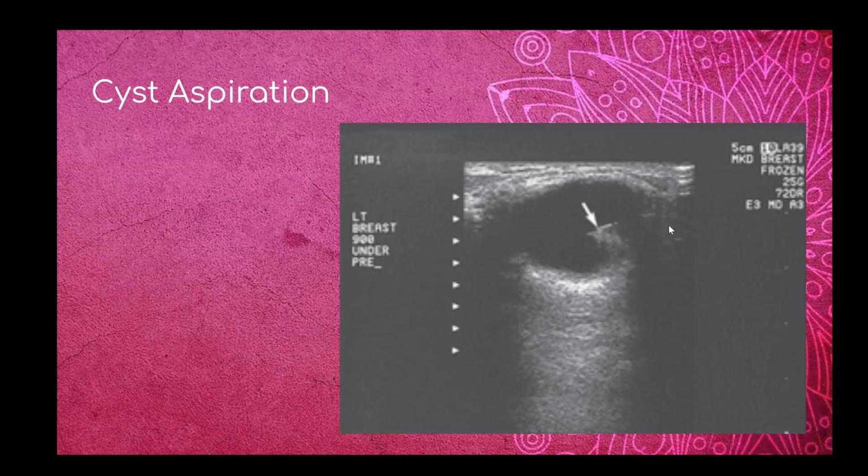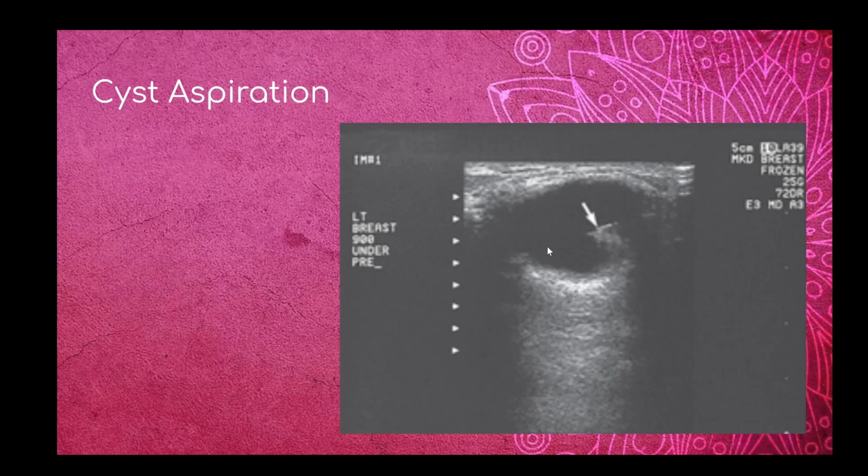Some other things that we can do with ultrasound, as we mentioned at the top, was to guide procedures. So here we have a cyst aspiration. This is a cyst found within the breast tissue. A needle has been inserted. We can see the needle here. We use the ultrasound to guide the needle into the cyst, and then we pull the fluid out of the cyst. Larger cysts that might become painful, this is a common treatment for them.